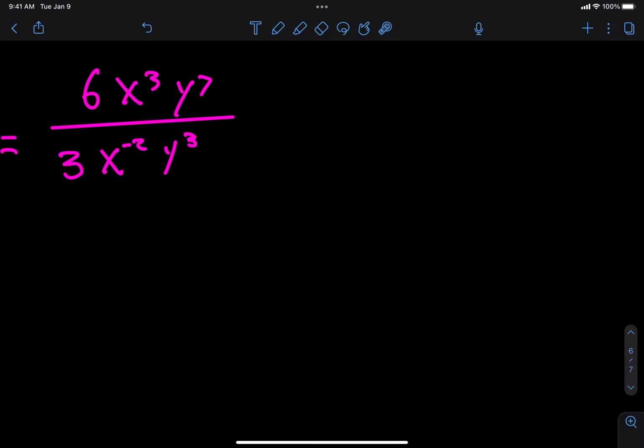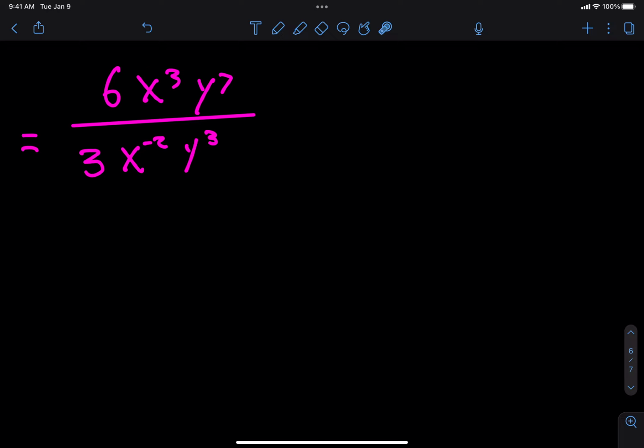Okay, so now how do I simplify this? Yeah, I can simplify basically the following. I can simplify these two with each other, I can simplify these two with each other, and I can simplify these two with each other, okay?